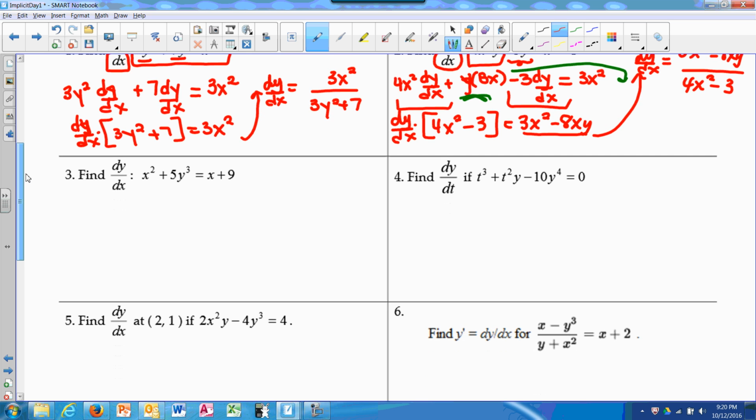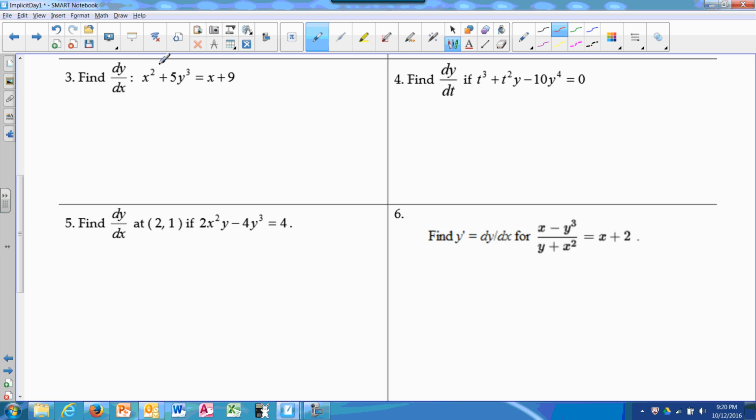For number 3, again, I want to make sure I'm going all the way across to do the entire derivative. All of my terms are plain x terms except for the 5y cubed. So that's the only term that has something special. When I take the derivative of x squared, I get 2x because we're taking the derivative in terms of x. For the 5y cubed, I take the derivative normally, which would be 15y squared. But since I'm taking the derivative in terms of x, that one's a special term.